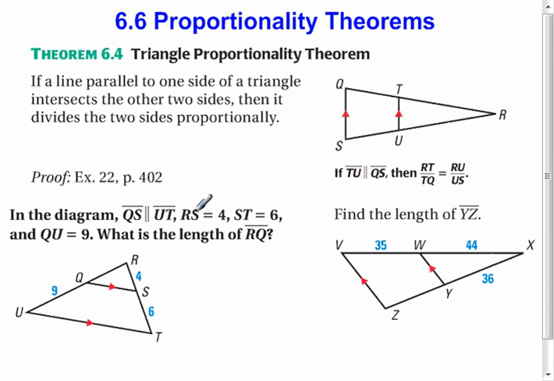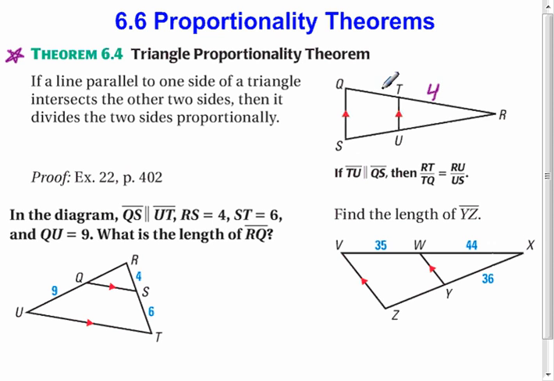Okay, so more proportionality theorems. These aren't necessarily doing proportionality on triangles, okay? It might be parts of triangles or just lines. So here's the first one. We have, if one line is parallel to another side of a triangle, then these parts are proportional.